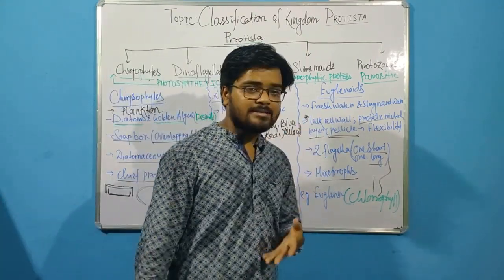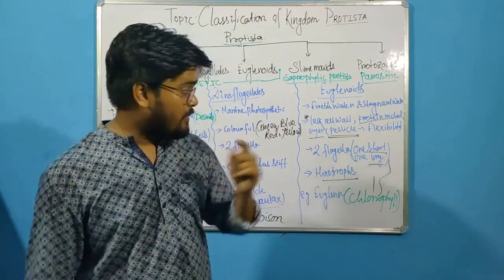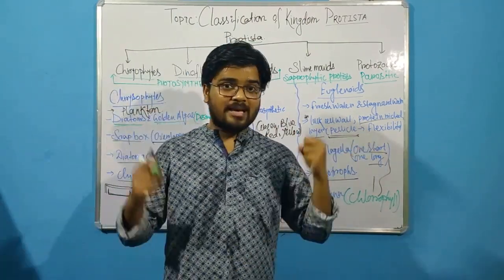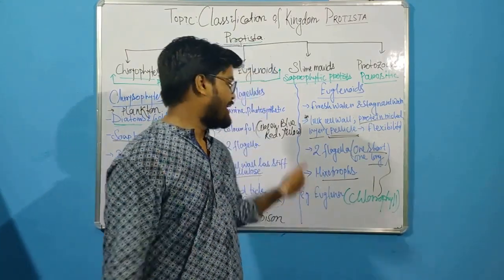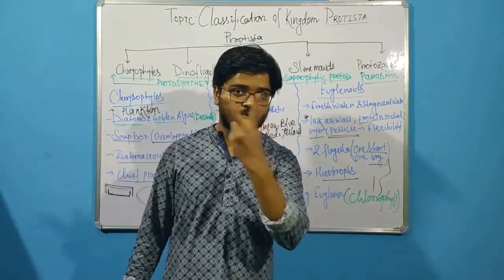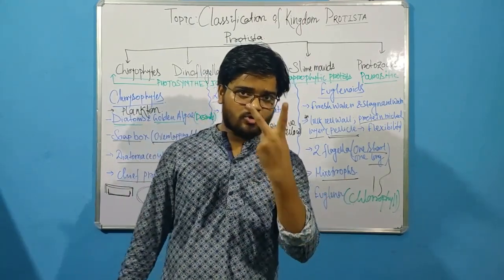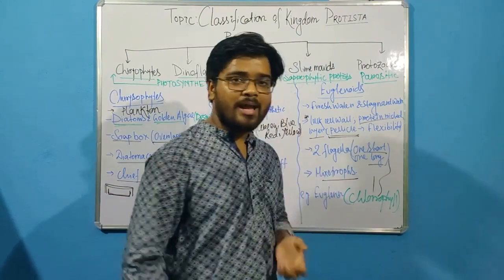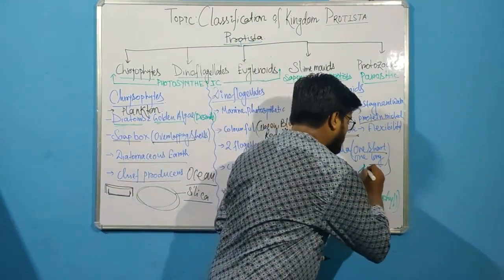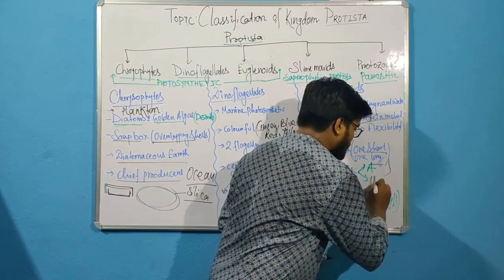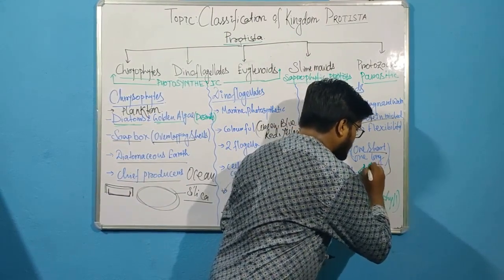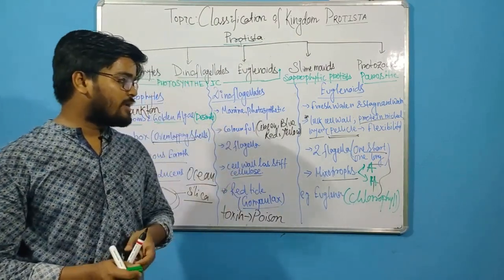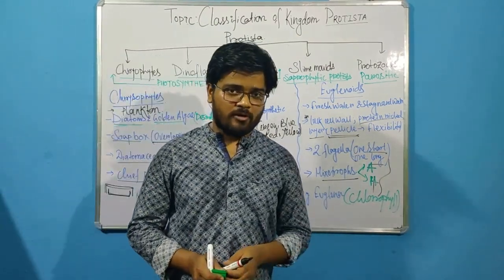Same way the euglenoids have one more important feature, the pellicle, and due to the pellicle they are much more flexible. Another important feature is that they have two modes of nutrition: one is the autotrophic mode and the other is the heterotrophic mode, and that's why we can call them mixotrophs. So that's why we can call them mixotroph organisms.